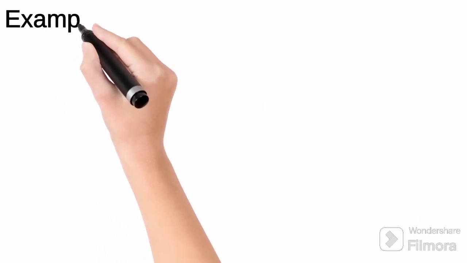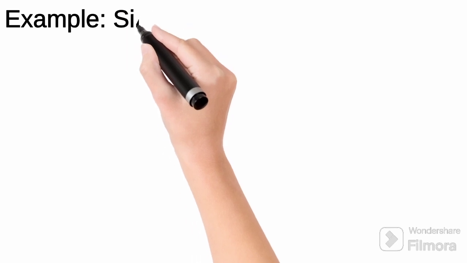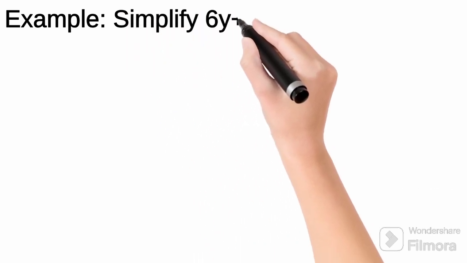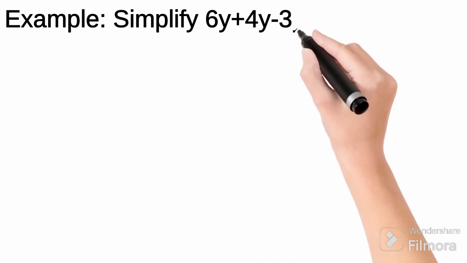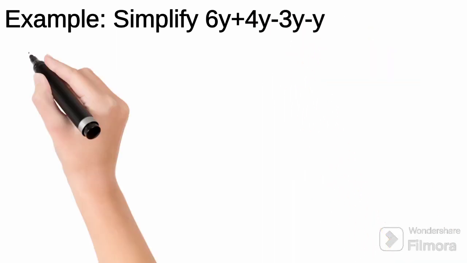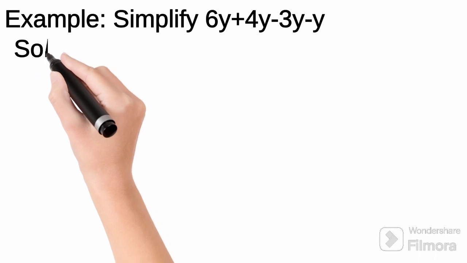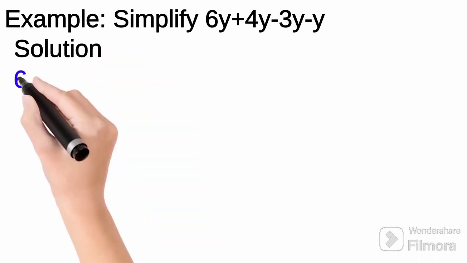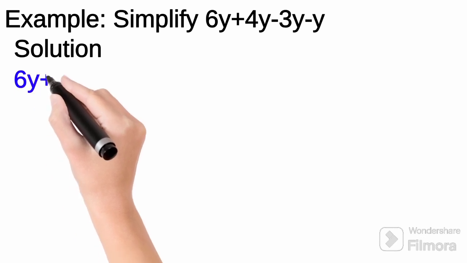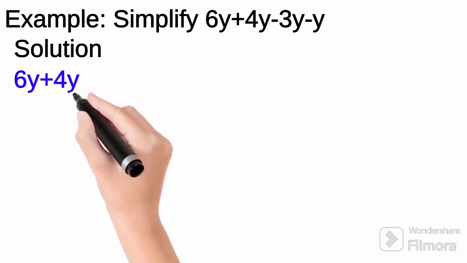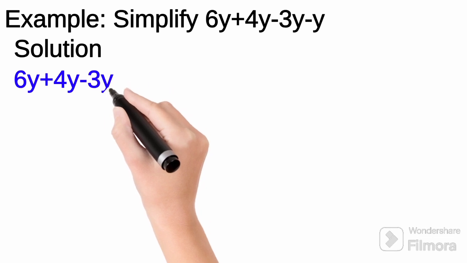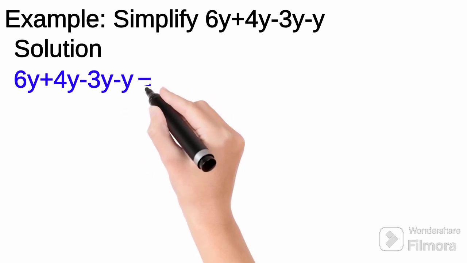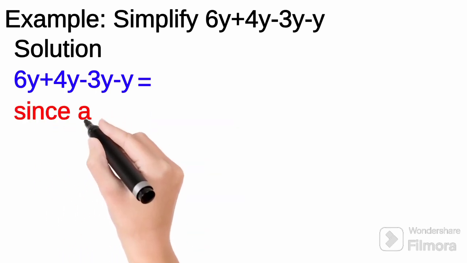Now let's start with example 1. Simplify 6y plus 4y minus 3y minus y. The first thing, I always start by writing my solution. 6y plus 4y minus 3y minus y equal to. Now let's start our solving.